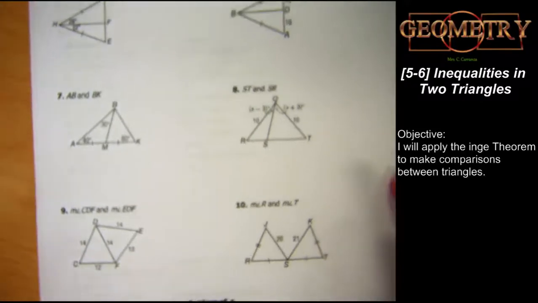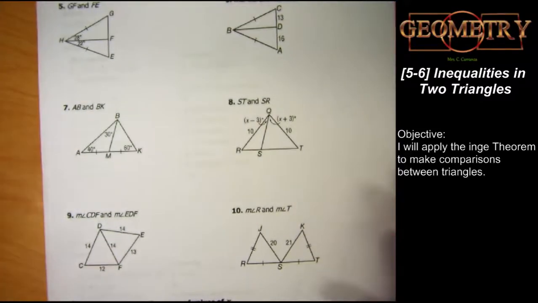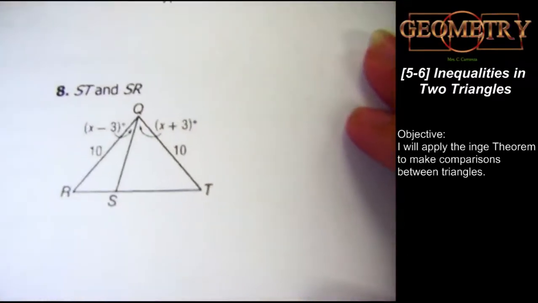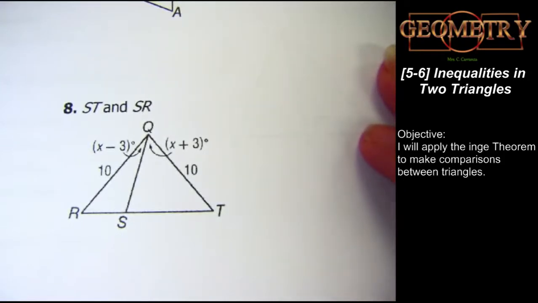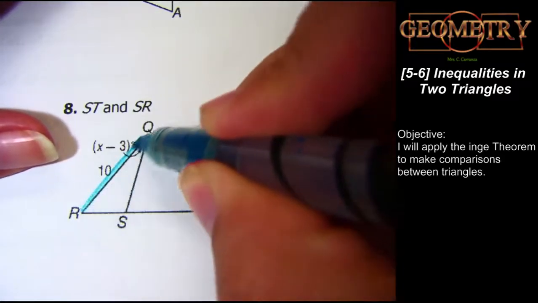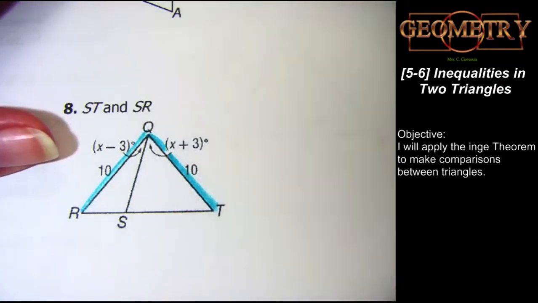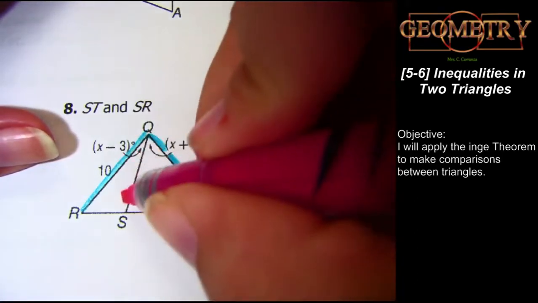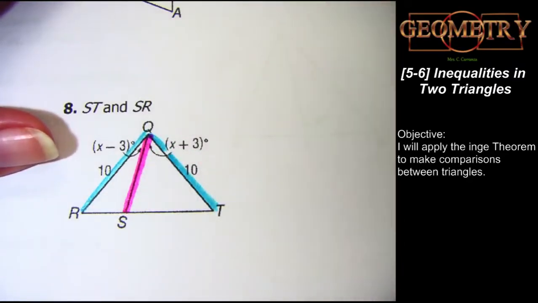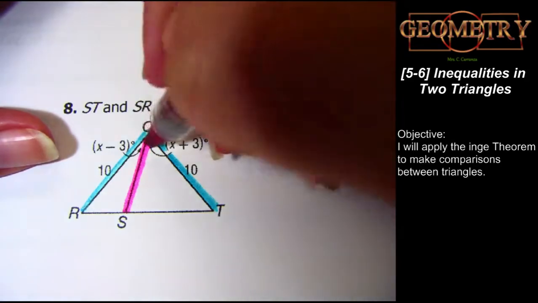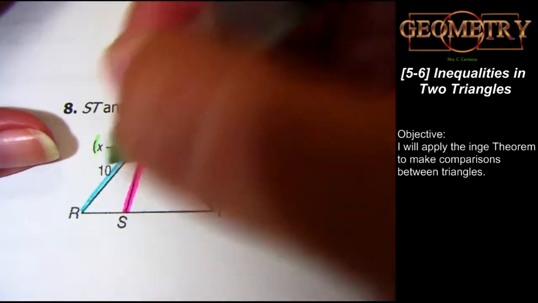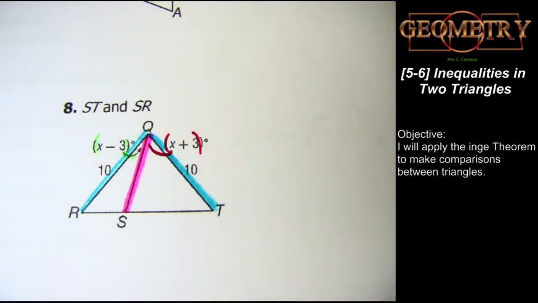We've got examples 5 through 10, and there's one that has a variable. So I want to focus on that one first, number 8. We're going to look for sides that have the same measure. I see these 2 sides have the same measure. They're both 10. I see this side is shared between the 2 triangles, so it's going to have the same measure. Which means really what I'm doing is I'm comparing this angle to this angle and trying to decide which one is smaller.